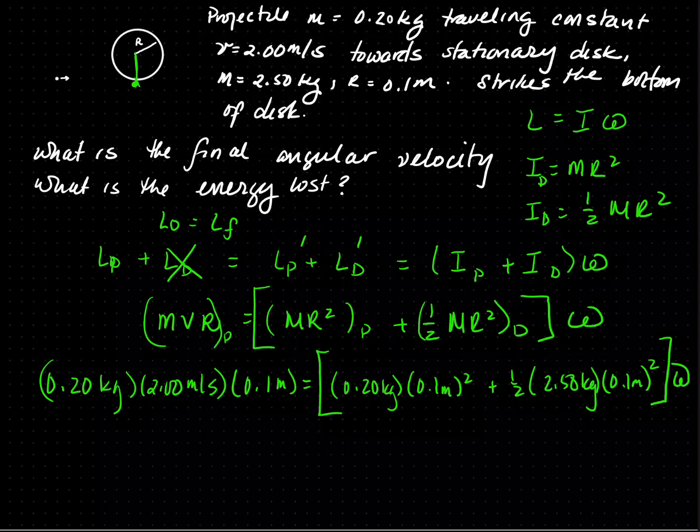We could do some simplification if you want here. We know that 0.1 will cancel out with a 0.1 here and a 0.1 here. Now do your calculations. Omega equals 2.758 rads per second.